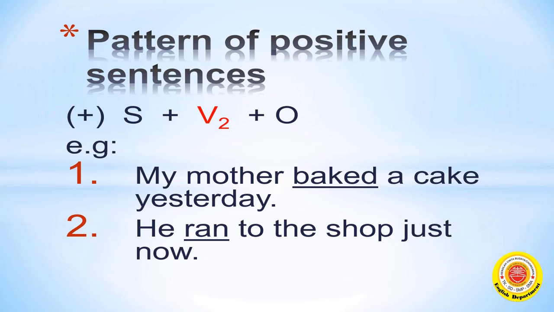You see this? My mother itu merupakan subject. Baked, that is verb 2. A cake, object. Yesterday itu adalah adverb of time-nya, yang artinya kemarin. Kemarin itu sudah berlalu. Number 2. He ran to the shop just now. He, subject, ran, verb 2, to the shop just now. Just now juga sudah berlalu, yang artinya tadi atau baru saja.